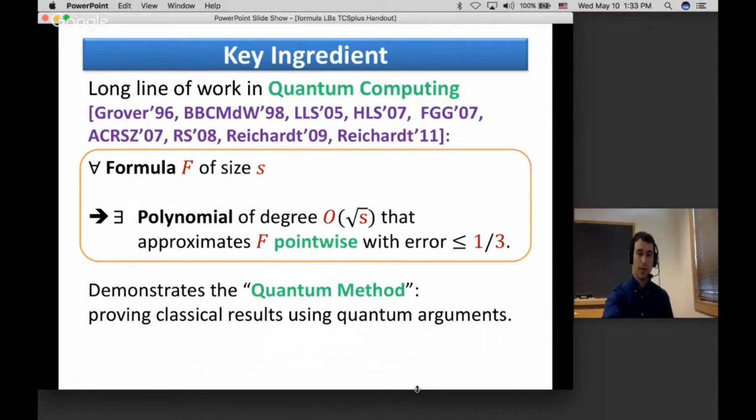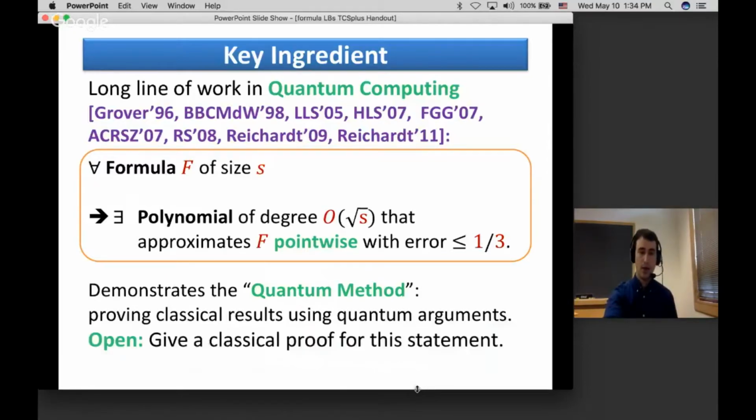The same way that in the probabilistic method, we prove the existence of combinatorial objects using probabilistic arguments. And it's still open to see whether or not you can give a classical proof for this statement that doesn't go through quantum arguments. And I think this is a nice open problem. And also you can opt to simplify the proof. Okay. So really this is a very strong notion of approximation, and we will use that.